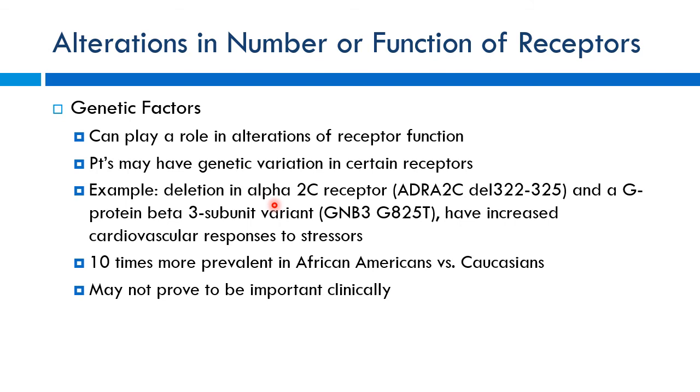You may find that certain populations may be more prevalent than others. So for instance, African Americans may have a 10 times more likelihood to have this mutation than a Caucasian patient may. It all just depends, and again, these may be of varying clinical relevance. It may dictate, okay, if I have an African American patient, I'm going to use this type of drug, versus for a Caucasian patient, I'm going to use this type of drug. Sometimes it can be that black and white.